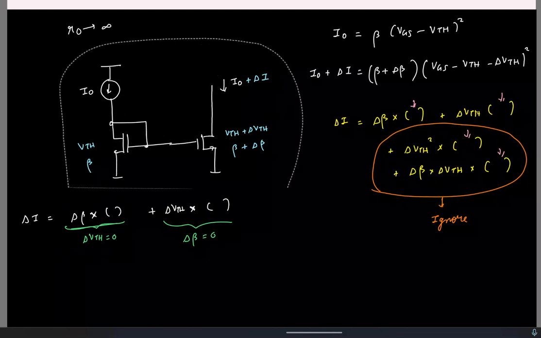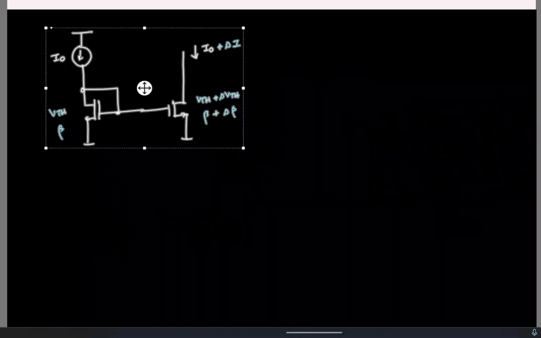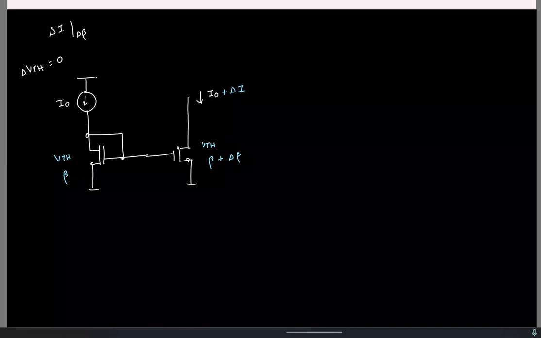So let me copy the circuit. First, I'll find what is delta I due to beta variations. And if I consider only beta variations, I'll say delta VTH is 0. Okay. So VTH is same. So this is going to be delta I due to delta beta.